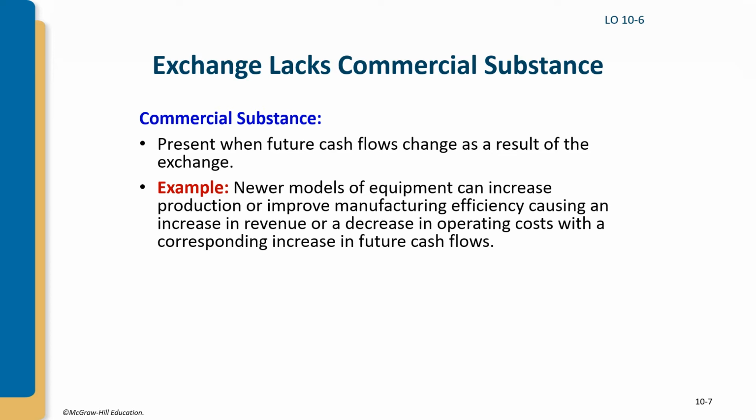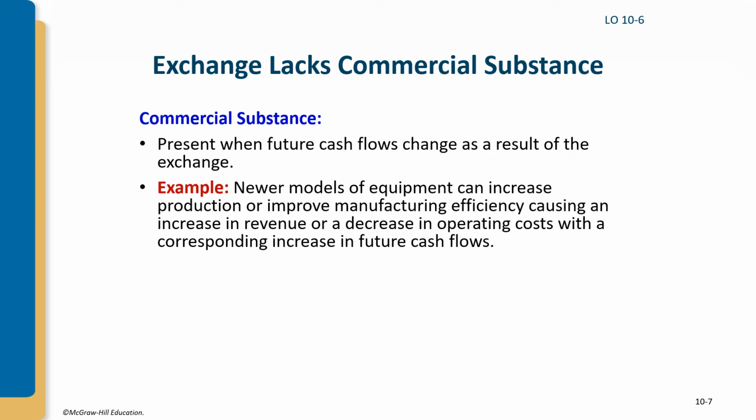All right. Sometimes we have exchanges that lack commercial substance. What is commercial substance? Commercial substance is present when future cash flows change as a result of the exchange. For example, a newer model of equipment can increase production or improve efficiency. That would cause an increase in revenue or maybe a decrease in operating costs and a corresponding increase in cash flow. So commercial substance is present when future cash flows change as a result of that exchange.